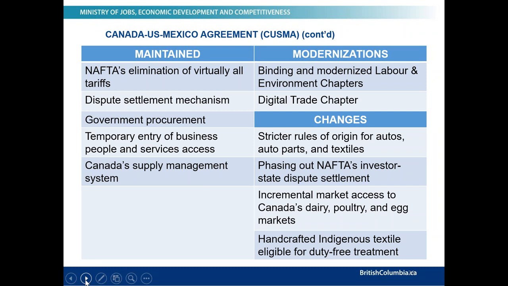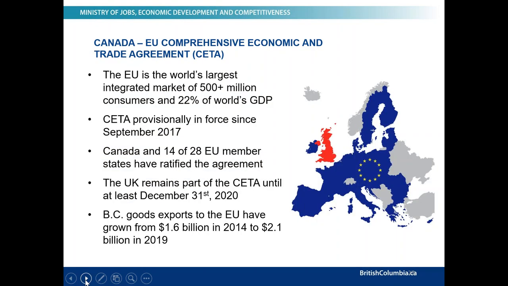So moving to the next slide, and I'll probably not spend as much time on this one as there is less interest. But the Canada-European Union Comprehensive Economic and Trade Agreement, known as CETA, is actually an important one since the European Union is the world's largest single market and largest integrated economy. It is a market of approximately 500 million consumers, and it accounts for over $18 trillion in GDP.